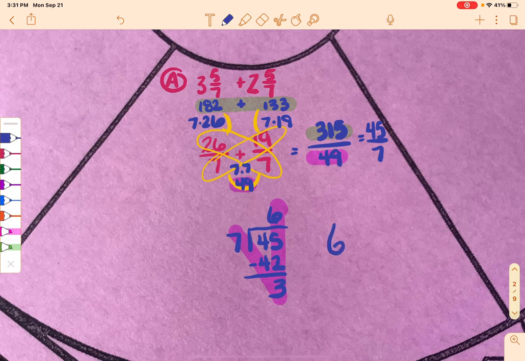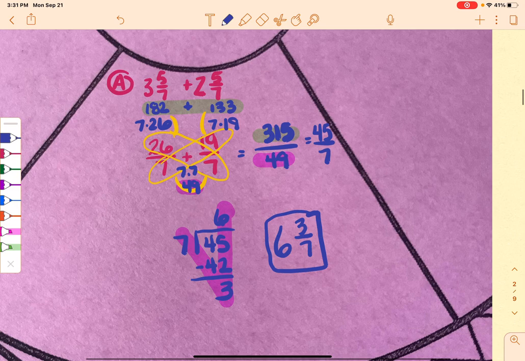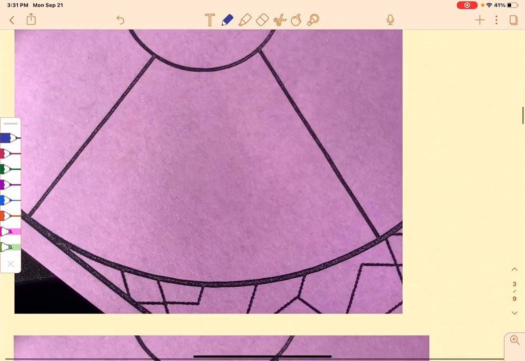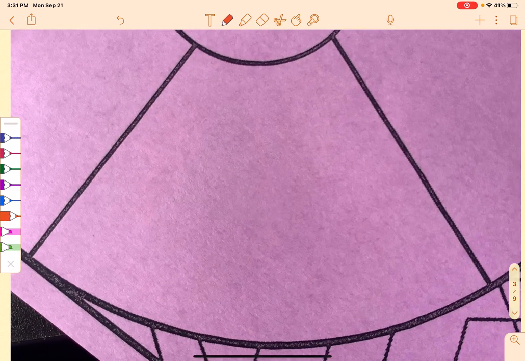So I'm going to have 6 3/7. Okay, let's go to our next one. So my next one is 10. Oops, I guess I should write B there. Is 10 1/9 plus 7 5/6.